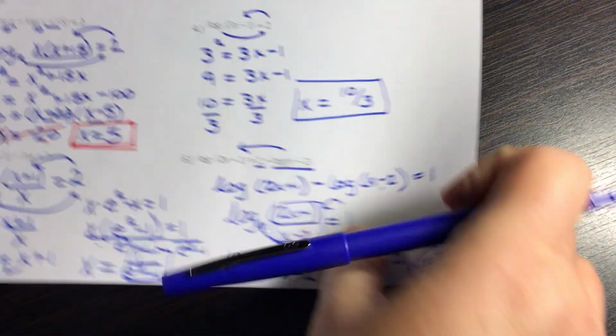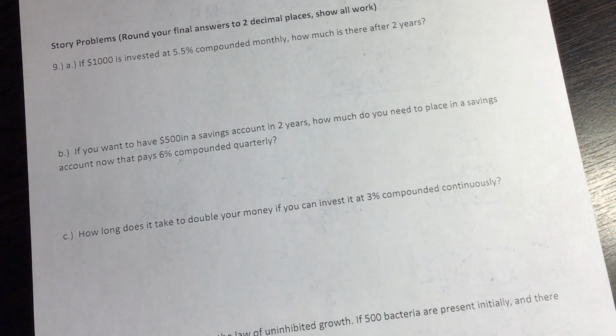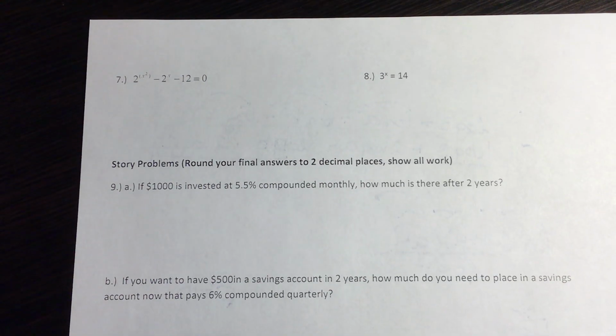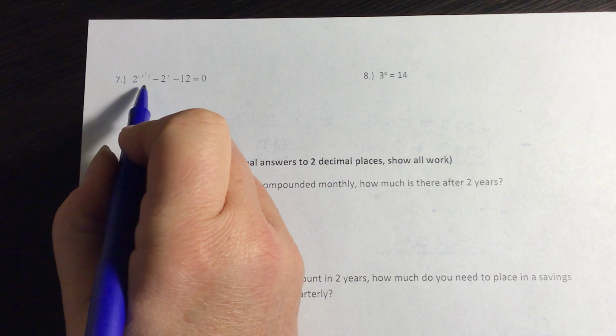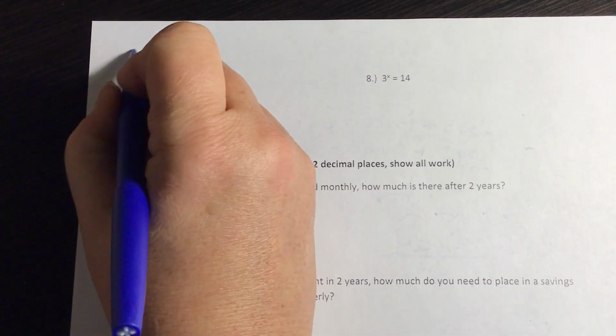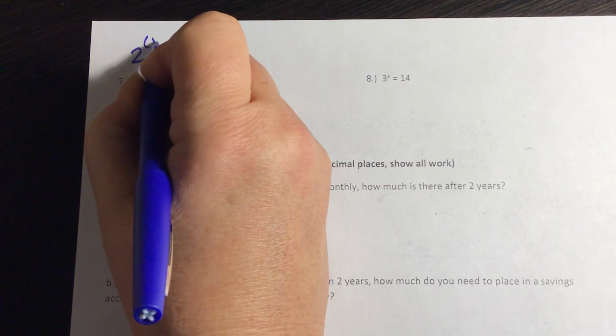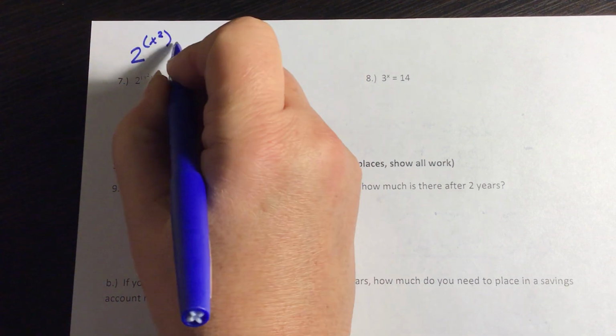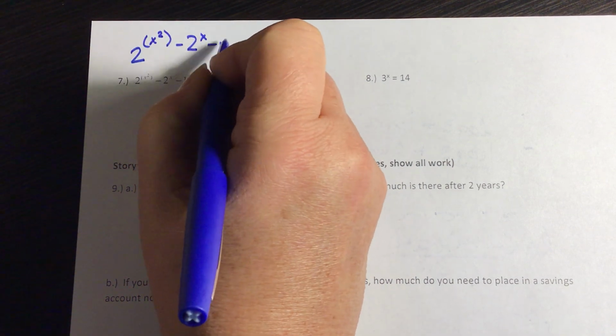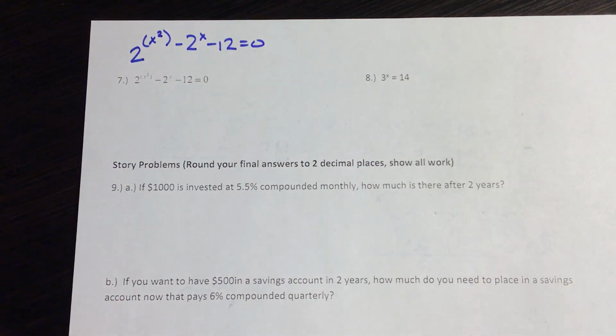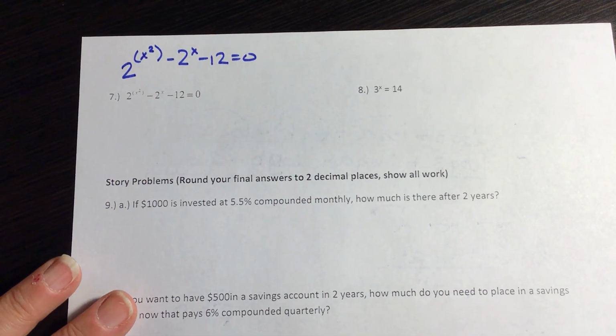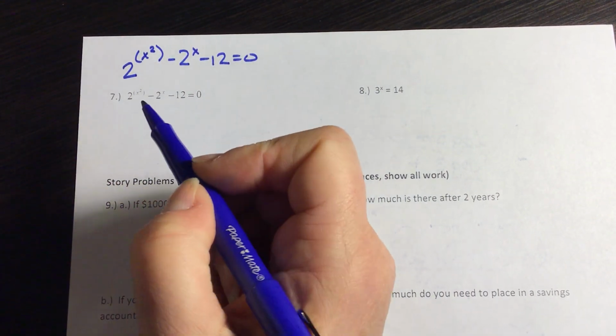All right, looking on the next side, I have two more equations. Number 7, now notice I have a trinomial. I'm going to write this darker so I can see this a little bit better. All right, same problem. I just couldn't see right in here.